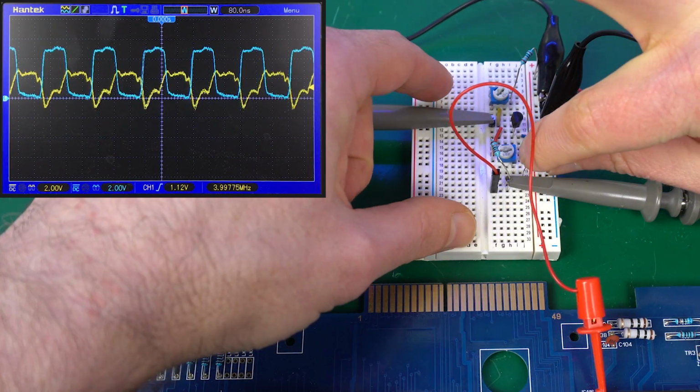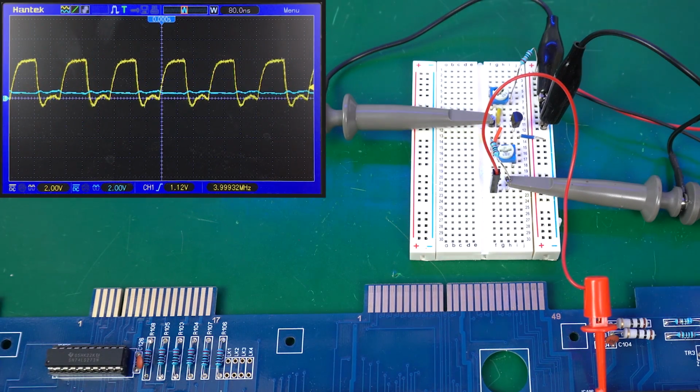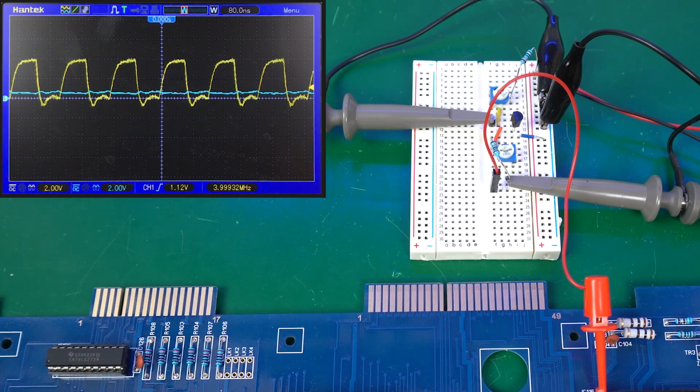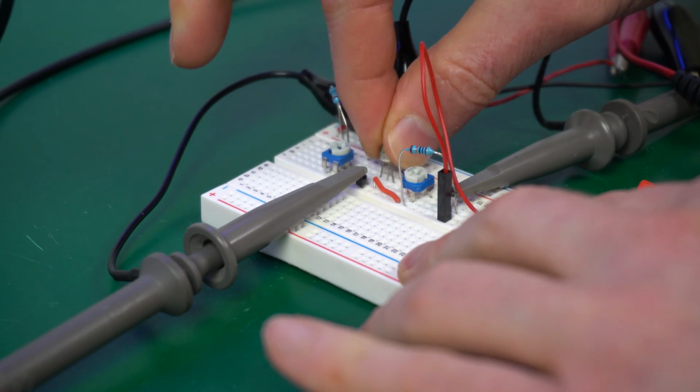Also, just to check, if I remove the speed up capacitor, yeah, look at that, wow. The output becomes pretty much flat because the transistor doesn't even have time to react. Interesting. Okay, on to the 2N2369.